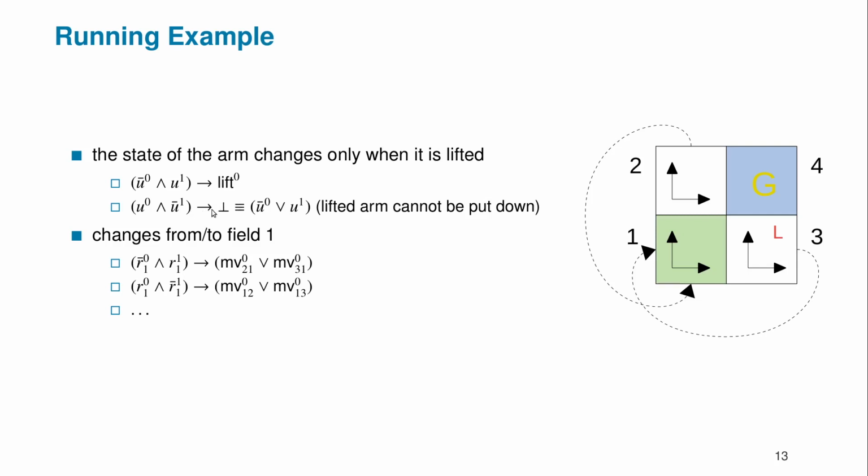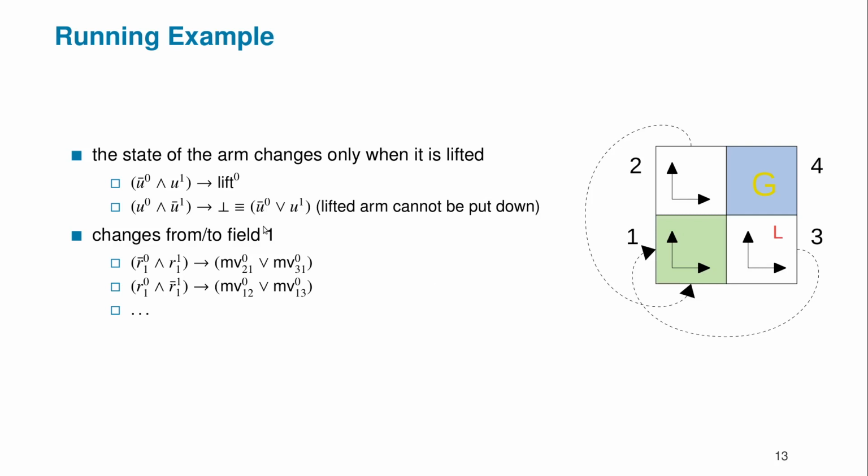So we say that this conjunction implies bottom, and if we eliminate the bottom, we get the formula not U0 or U1, meaning if the solver finds a solution where U is true at time point 0, but it is down at time point 1, then in this case this clause becomes false, and therefore we encode the knowledge that a lifted arm cannot be put down again.